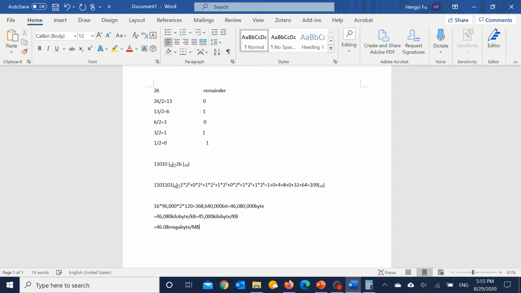But this time you can use this MB, so both M and B are capitalized. Or if you want to stick to the other set of units, which means you want to use the base of the 10th power of 2, 1024, you should divide this number again by another 1024.